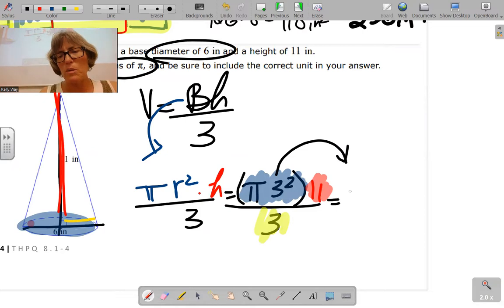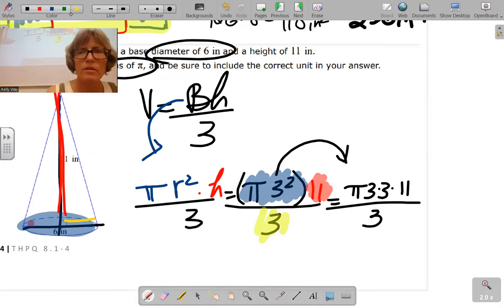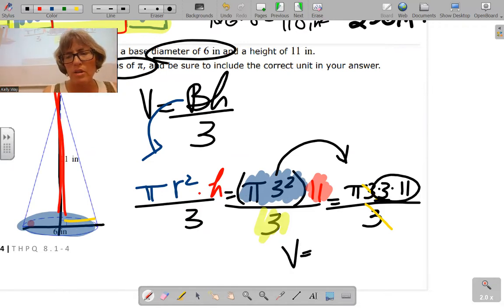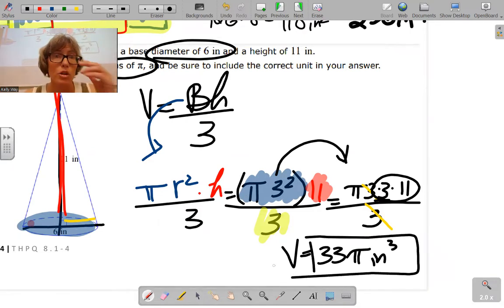So key to multiplying is not multiplying, it's factoring. So I'm doing 3 times 3 times 11 over 3. Don't even need to use a calculator, they cancel. So my volume here is going to be 33 pi inches cubed. Ta-da! You're done, because it's exact terms.